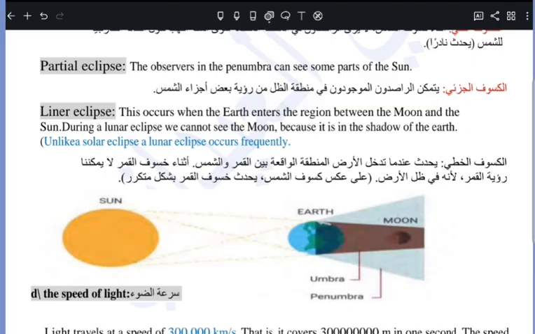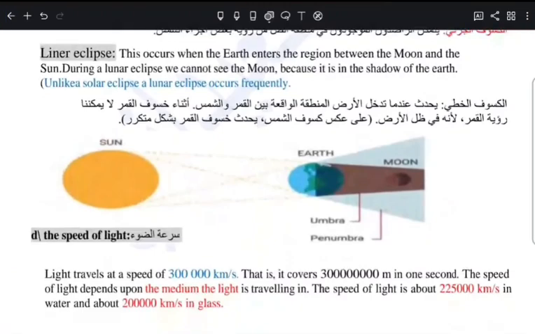Now, what is a lunar eclipse? This occurs when the Earth enters the region between the moon and the sun. During a lunar eclipse, we cannot see the moon, because it is in the shadow of the Earth. Unlike a solar eclipse, the lunar eclipse is frequent. It occurs frequently.